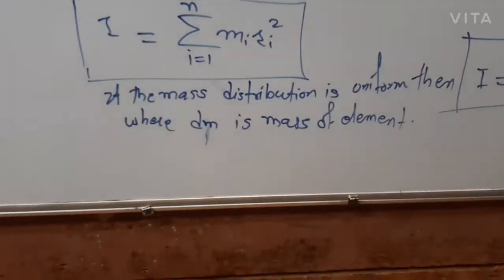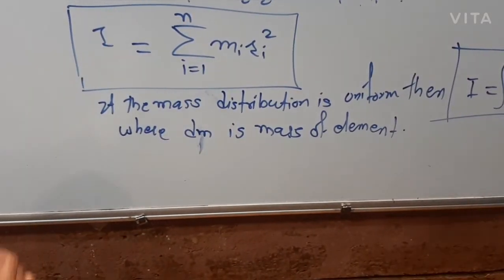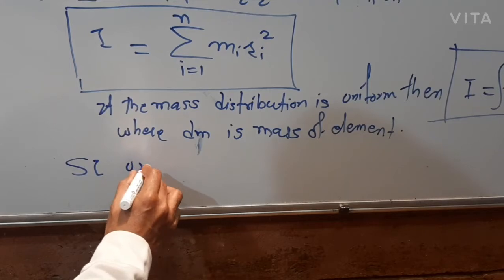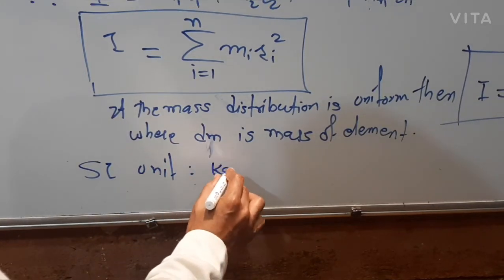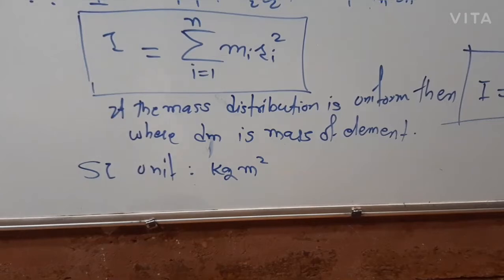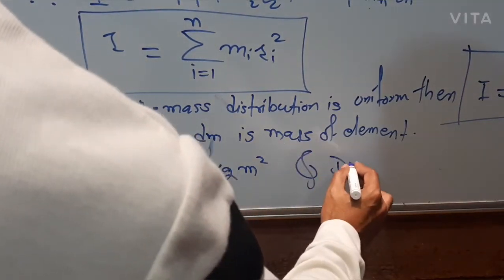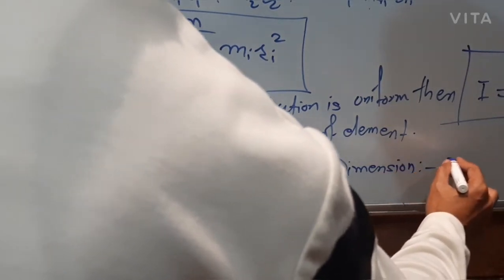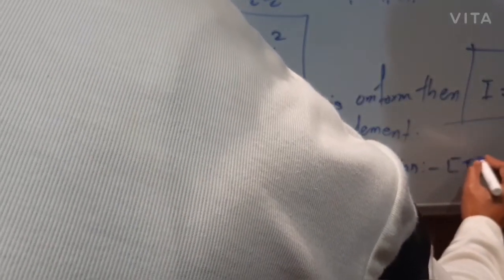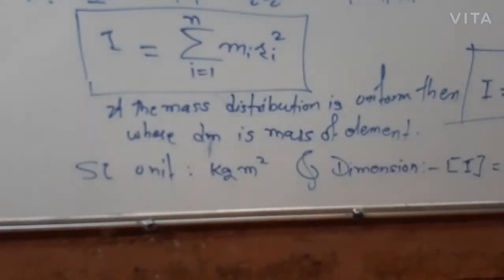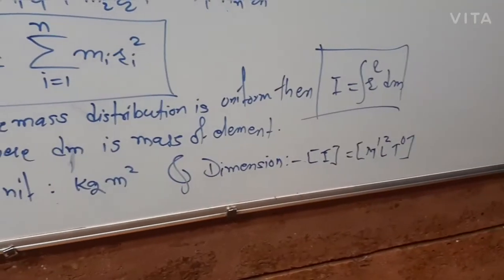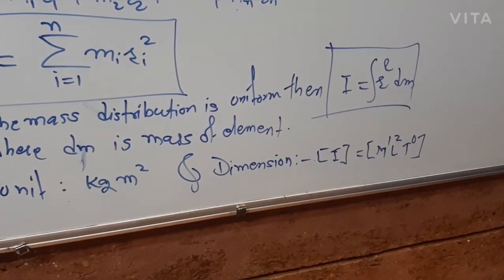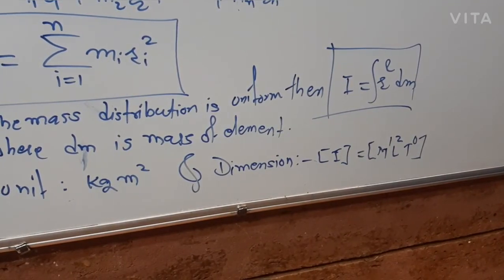And from the formula, the SI unit is kg meter square, and the dimensions of I are: m raised to 1, l raised to 2 and t raised to 0. Write down these dimensions: M1 L2 T0.